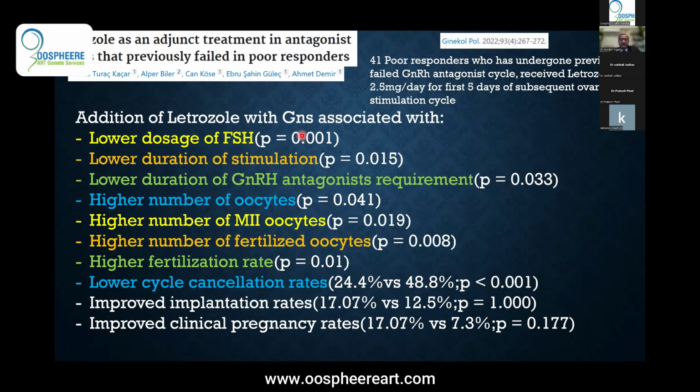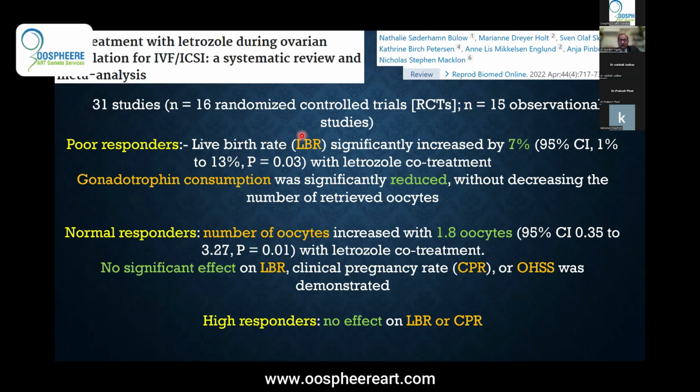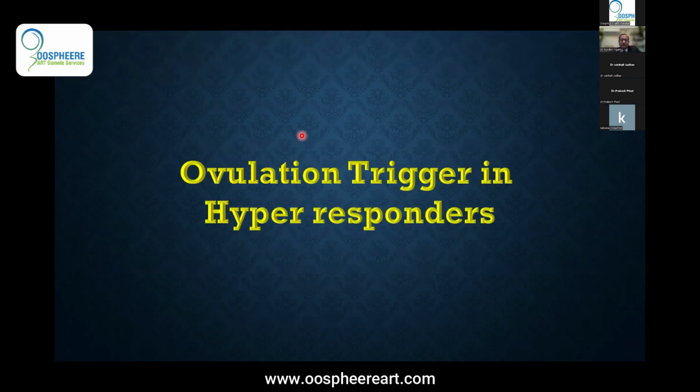rate. So I think addition of letrozole, this is another systematic review, in poor responders and normal responders, if you add letrozole in the first 5 days of stimulation, it will definitely reduce the gonadotropin consumption, and your live birth rate and number of oocytes will be more with addition of letrozole. But in higher responders, there is no effect on reproductive outcomes. So in higher responders, please don't use letrozole.